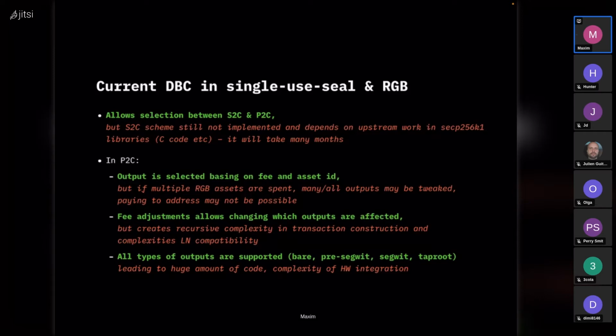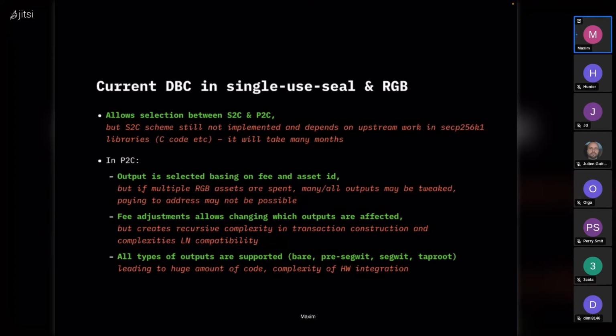And also, again, it's not compatible with MuSig, and nobody knows how to embed the design of a proper sign to contract commitment into the MuSig protocol, because the MuSig protocol is not yet completed in Bitcoin Core itself. So maybe it's not even months, but years of work for the upstream libraries to be able to bring proper sign to contract commitments to RGB.